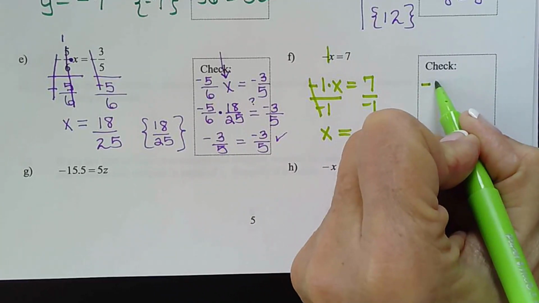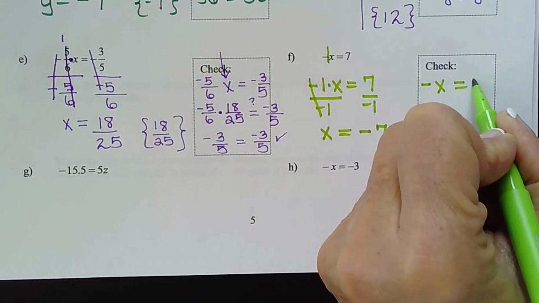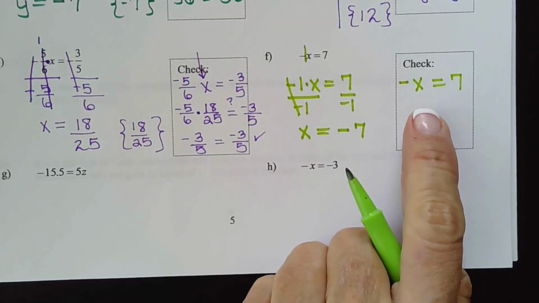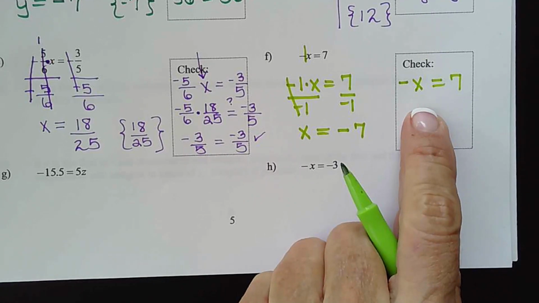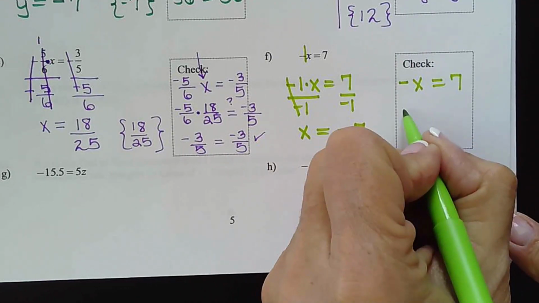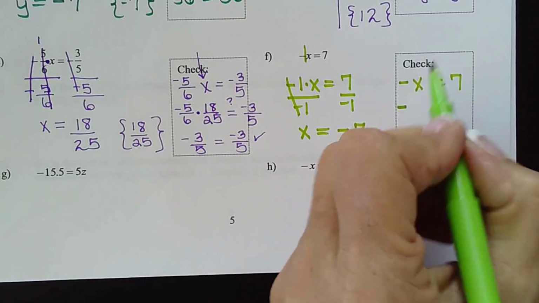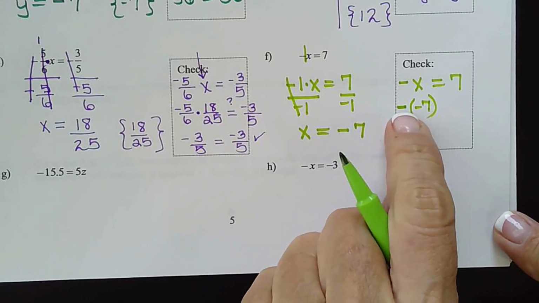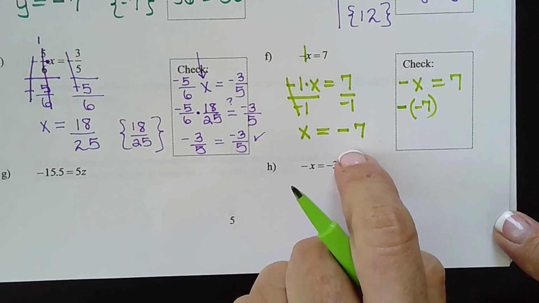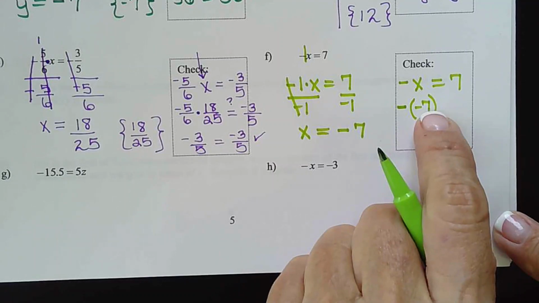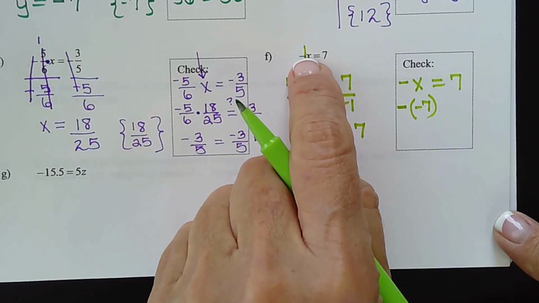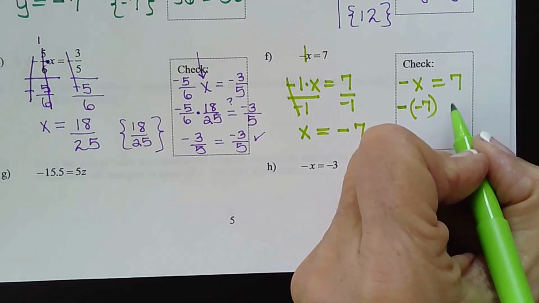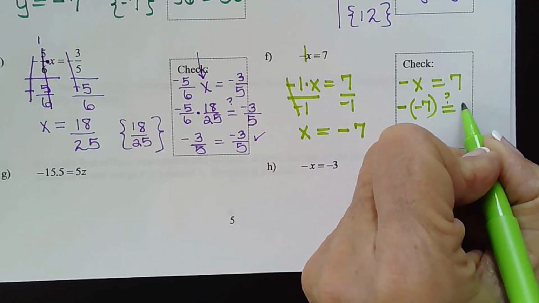And to do my check, I write the original problem. Now this one you've got to be careful with. I see students mess up on this. That negative stays there, and then you're plugging in -7. And you can't ever have two signs side by side, so you must put the -7 in parentheses. So this is the negative from the problem, and then we're putting -7 in for x. And we want to know, does that equal 7?